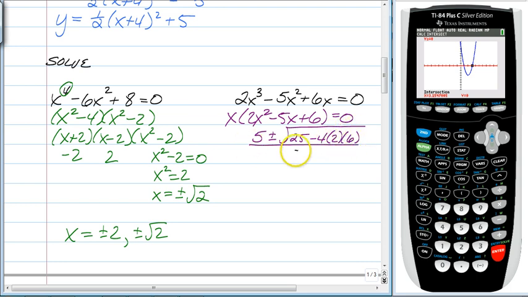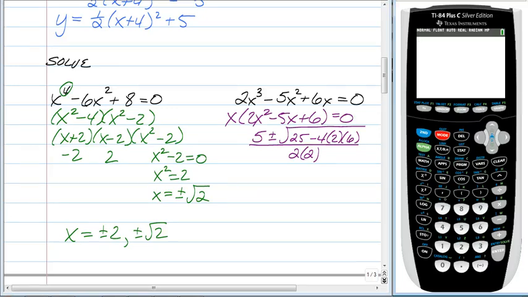And that's all over 2 times 2. Now, if you like using your calculator, you can actually type a lot of that into the calculator, but I'm going to tell you right now it's not going to give you an exact answer. So if you're not going to have an exact answer, there's really no need to use it. But if you wanted to, you can type that entire thing in and check. The only thing you can't type in is a plus or minus sign. You would have to do that part separately.